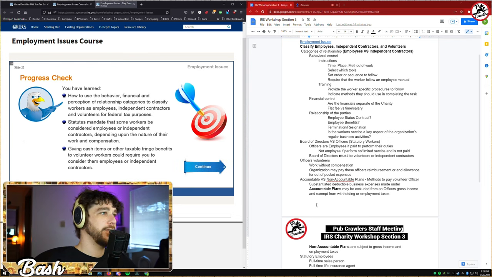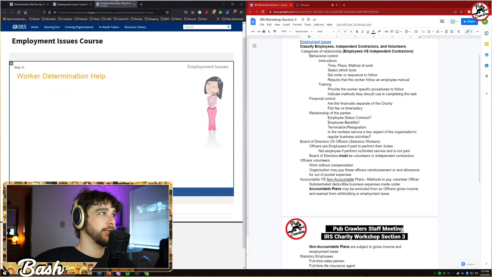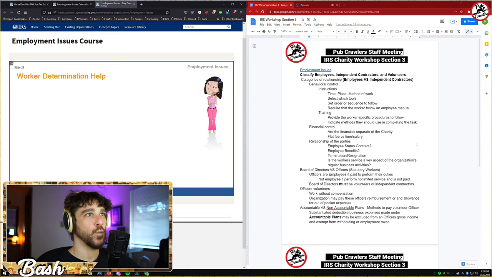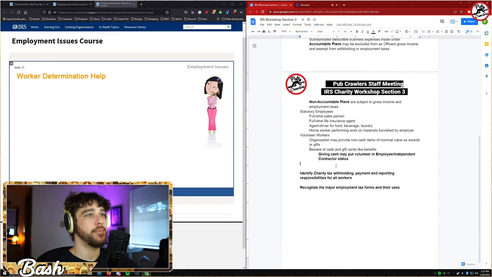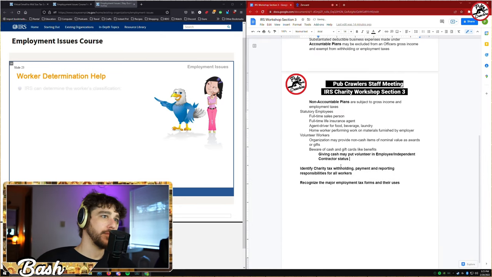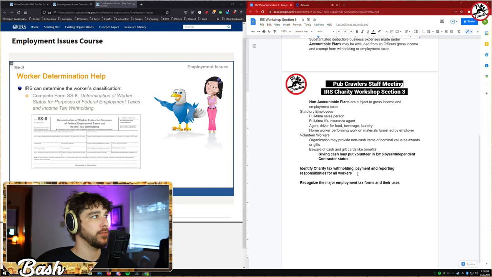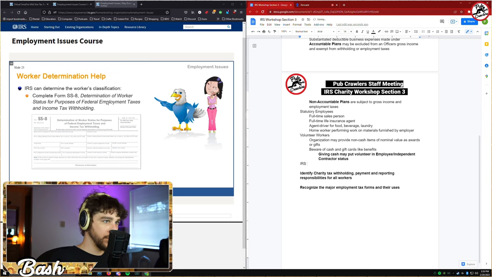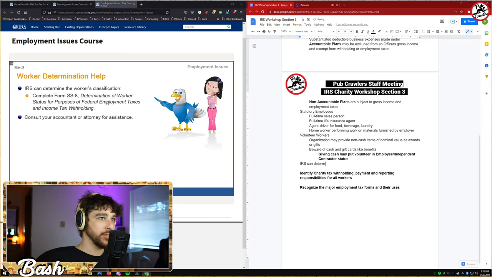Is there anywhere I can go for help if I can't decide if a worker is an employee or an independent contractor? Yes. If you prefer, the IRS will determine a worker's classification for you. You can request a ruling by sending Form SS-8, Determination of Worker Status for Purposes of Federal Employment Taxes and Income Tax Withholding, to the IRS. Also, consider consulting your accountant or attorney for assistance.